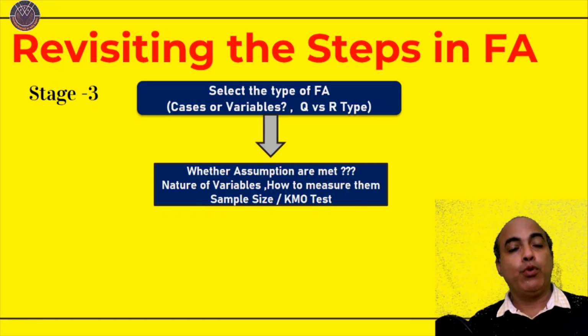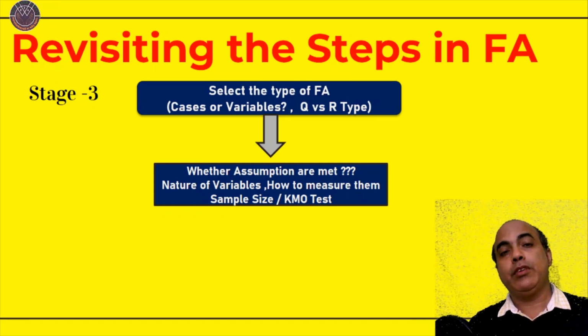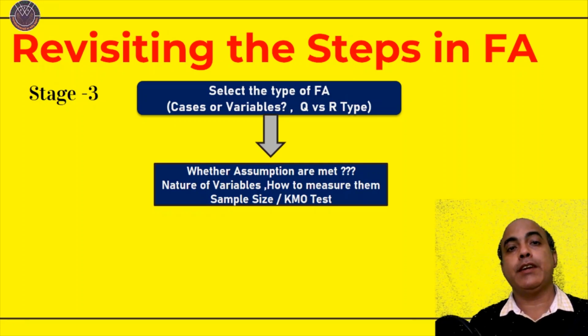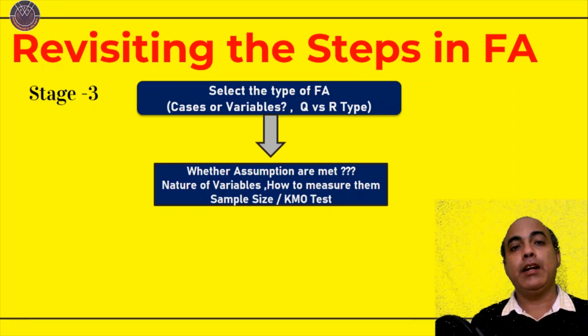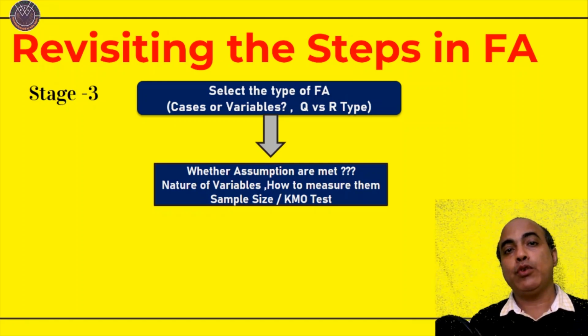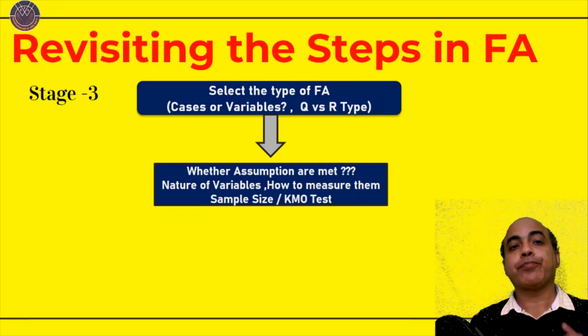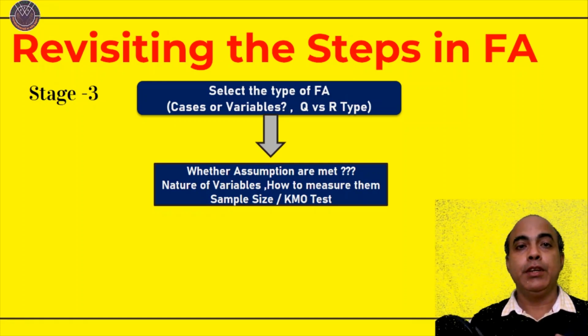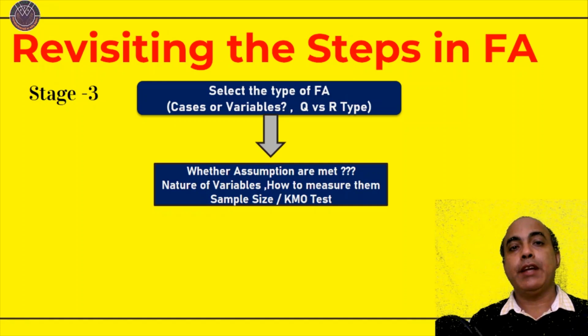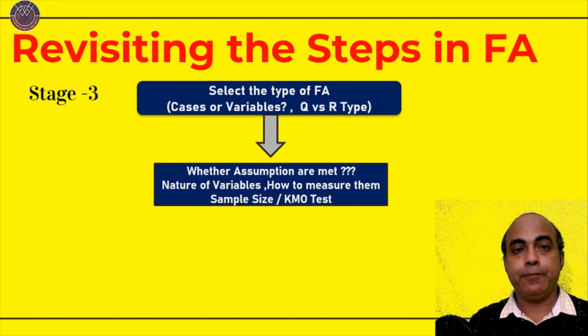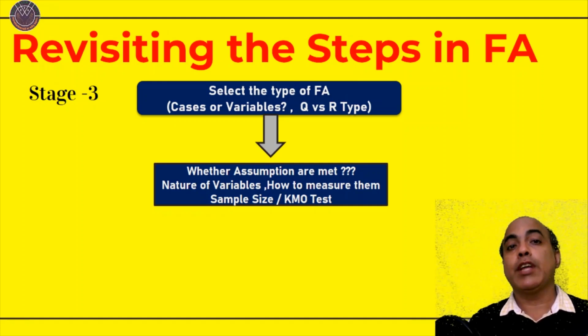Then we have to go for the KMO test, which is done for testing the adequacy of the sample. That is, whether the variables under investigation are sufficient to yield different factors, whether we can get certain factors from that set of variables. So it just tests the adequacy of the sample of variables under investigation. So we have to go for the KMO test.